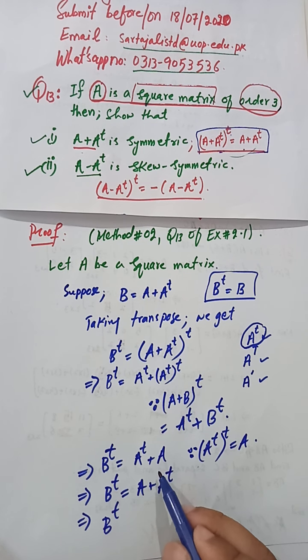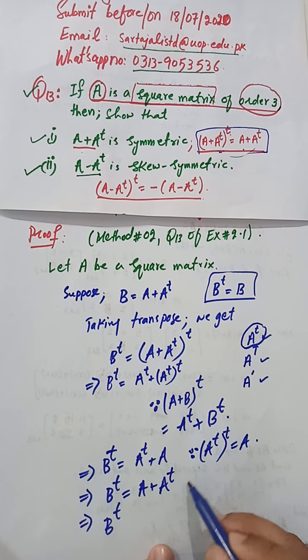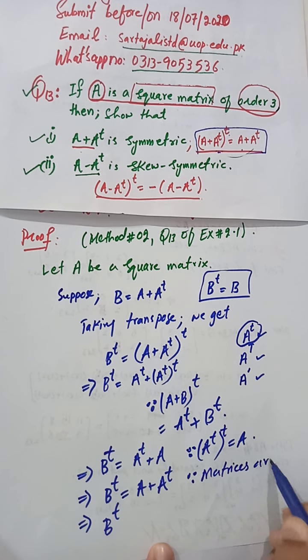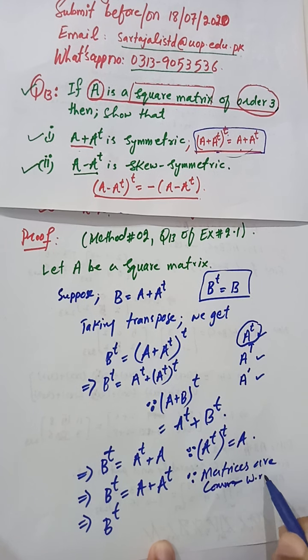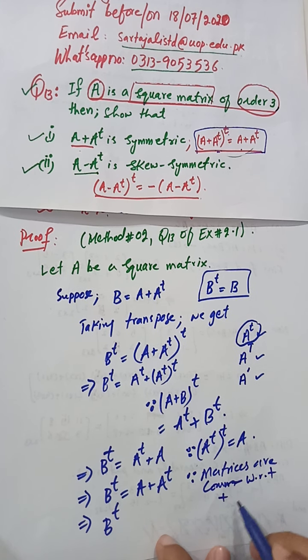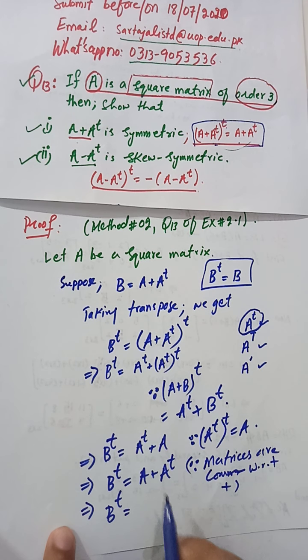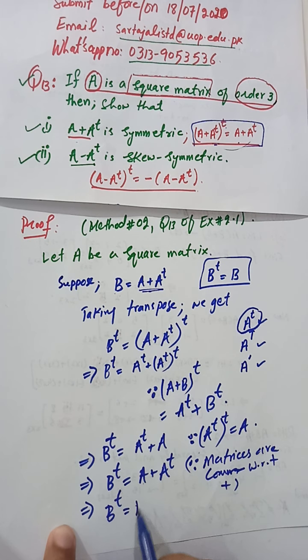So now you see that because it is commutative, this is a matrix, this is a matrix, and you know that matrices are commutative with respect to addition. So here the reason is matrices are commutative with respect to addition. So this can be written as, now you know that this A plus A transpose is equal to B. So in place of this I can write B.